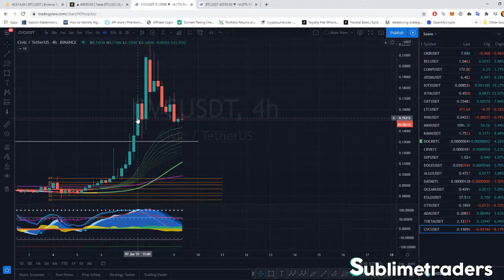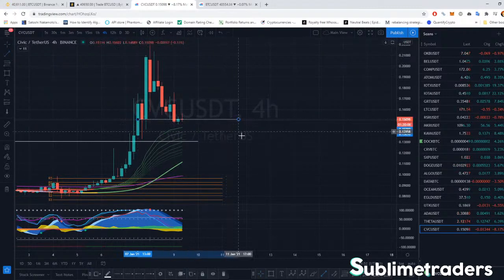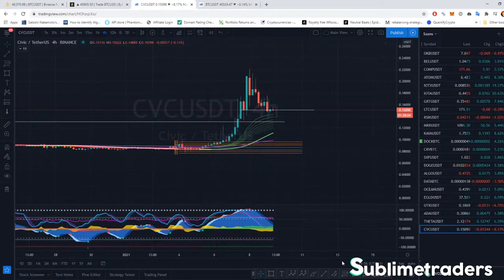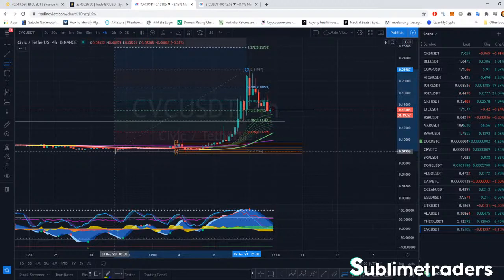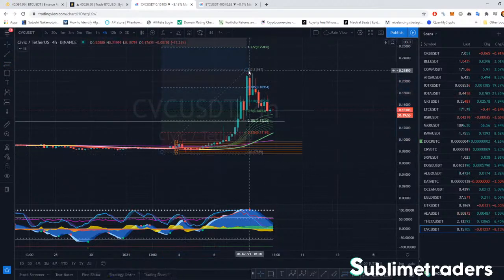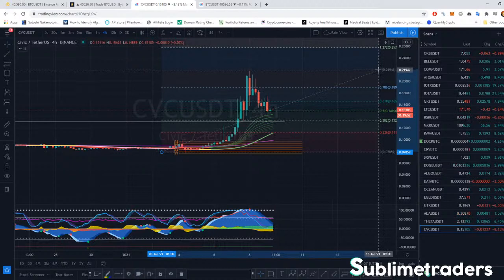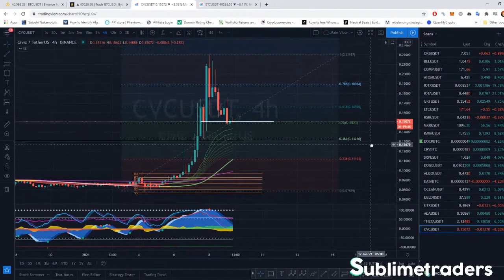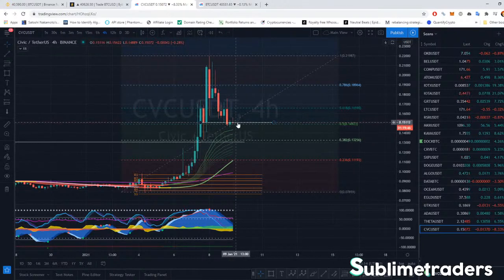I think we can establish a base right here. I think this one is a base. Let's just start with the Fibonacci and see what it does. Okay, looking promising. So we have a base. The price action is just on the 0.5.